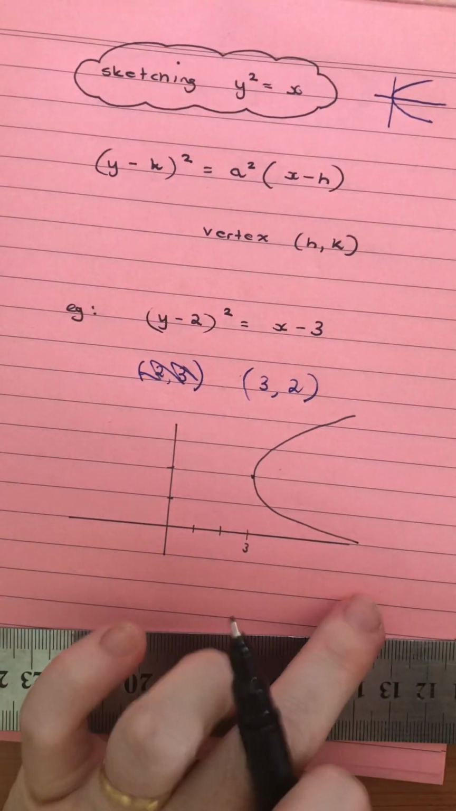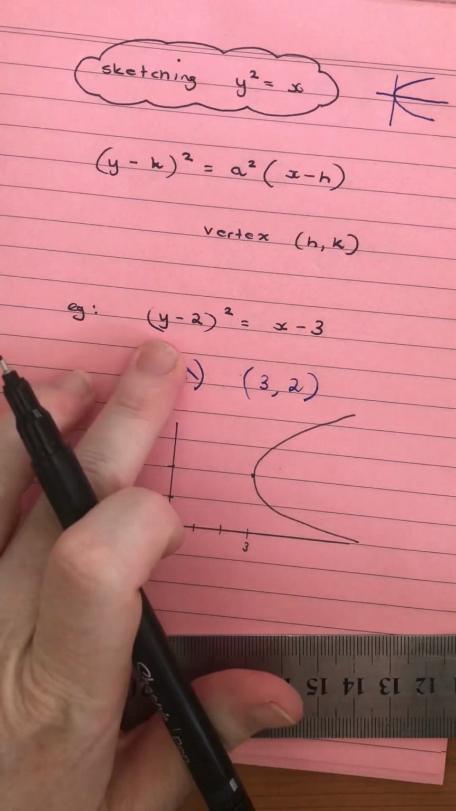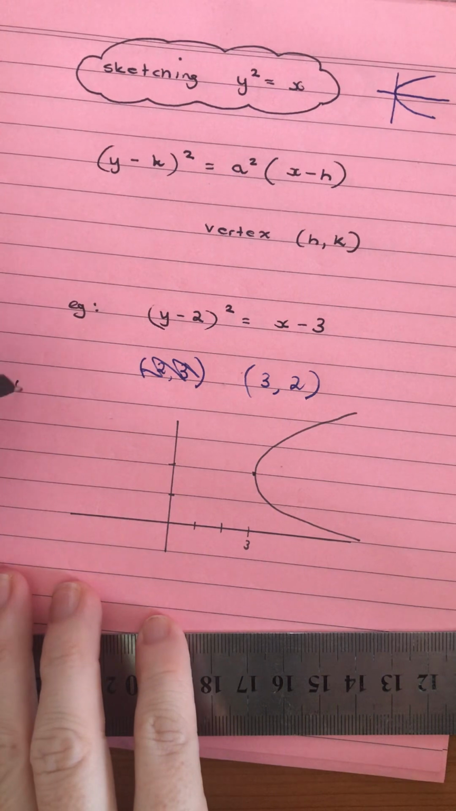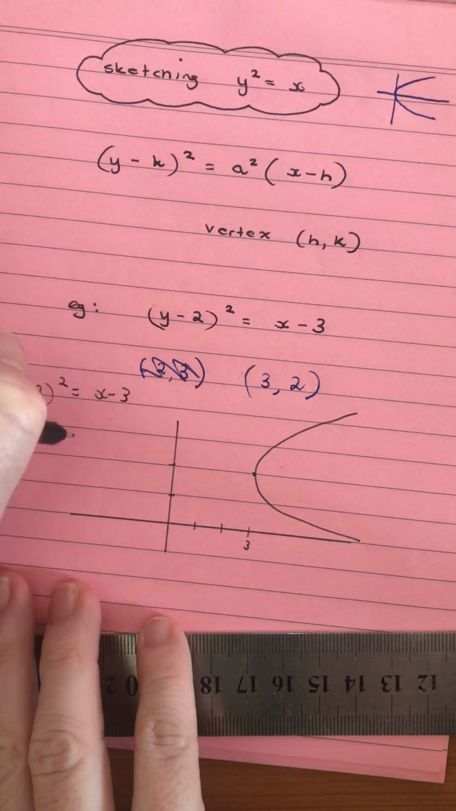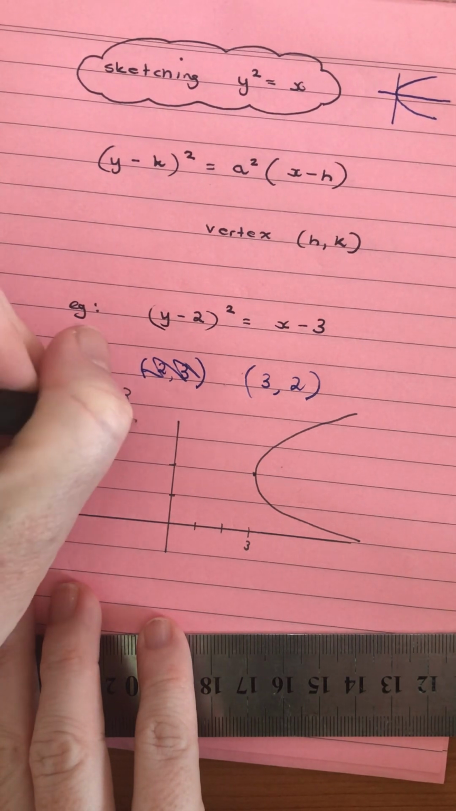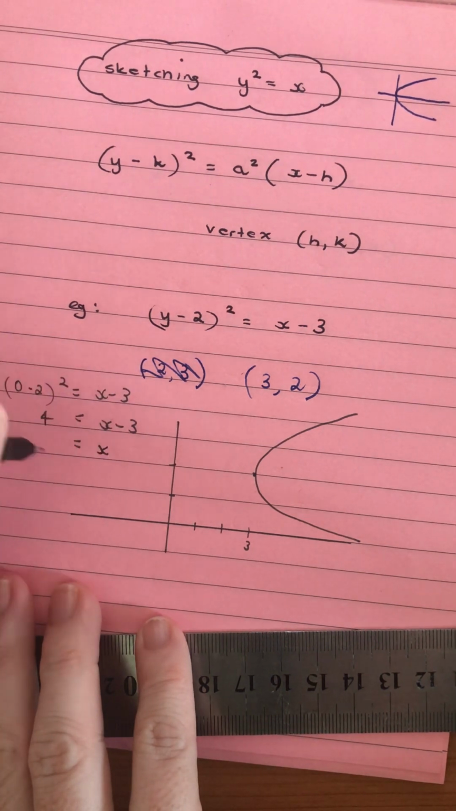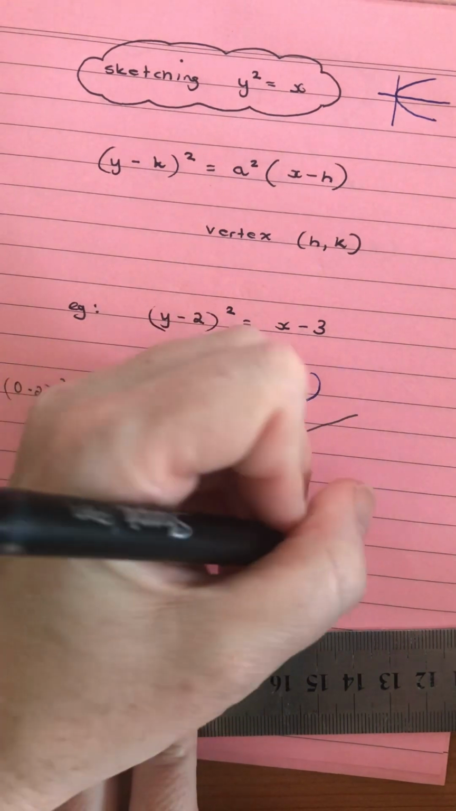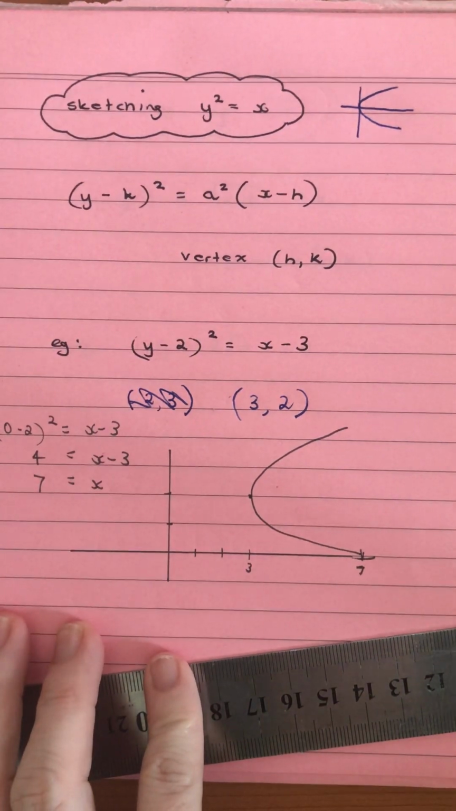Now, we might want to find out if we've got an x-intercept by putting in y equals 0. So that would be 0 take 2 squared is equal to x minus 3. So when we do negative 2 squared, we get 4 is x take 3. And then if we plus the 4 over here, x equals 7. So if we put a little point over here at 7, that's where it's going to cut the x-axis.